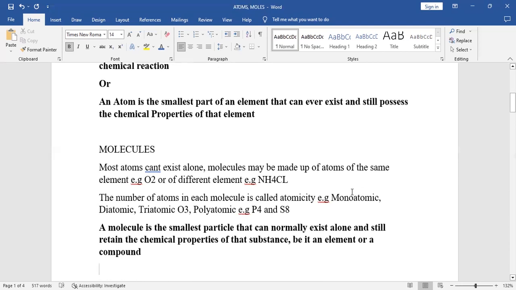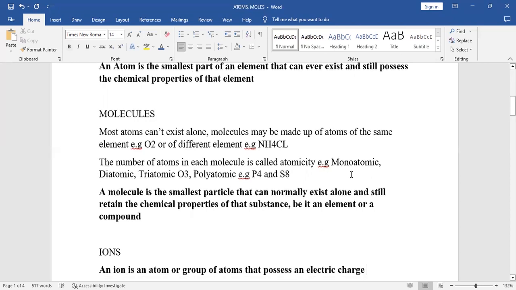Most atoms can't exist alone. This is the important difference between molecules and atoms. Molecules may be made up of atoms of the same element or of different elements, but a molecule is the smallest substance that can exist alone. That's the definition. It's also the smallest particle that can normally exist alone and still retain the chemical properties of that substance, be it an element or a compound.